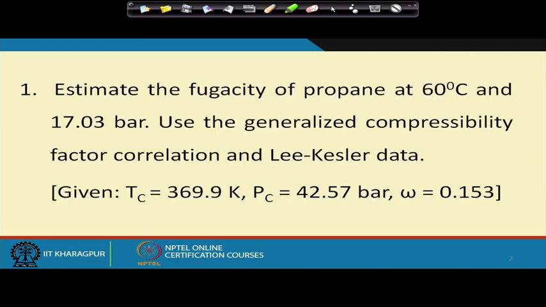So the first problem, I am going to read it out. Estimate the fugacity of propane at 60 degrees Celsius and 17.03 bar. Use the generalized compressibility factor correlation and Lee-Kessler data. So the critical temperature and critical pressure are given. Tc is equal to 369.9 Kelvin and Pc is equal to 42.57 bar. The eccentric factor is given and it is 0.153.